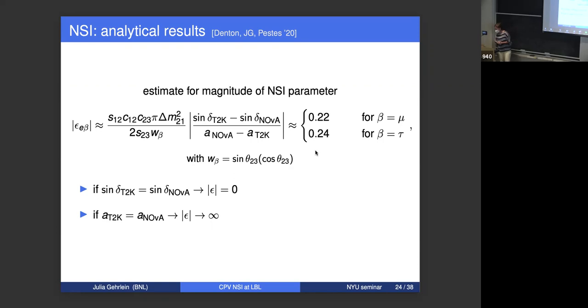We can also now cross-check if our approximation makes sense. For example, if T2K and NOvA had measured the same value for the CP-violating phase, this would mean that this term here is zero. This means epsilon is also zero, and we do not need to resolve any tension, of course. On the other hand, if T2K and NOvA have the same matter effect, then the denominator here is zero, and our NSI parameter needs to be infinitely large to resolve any tension.